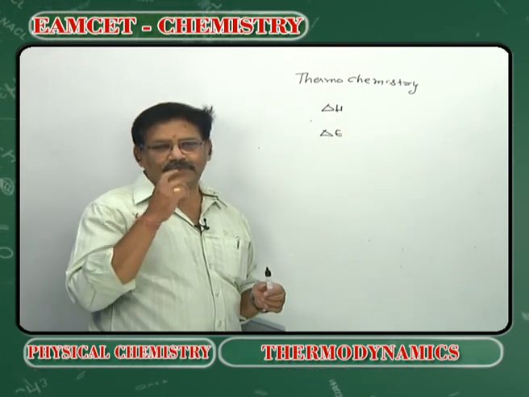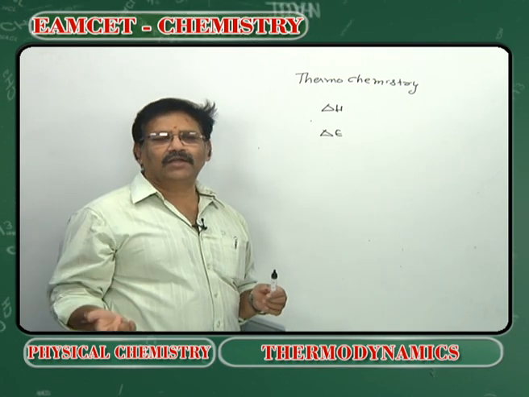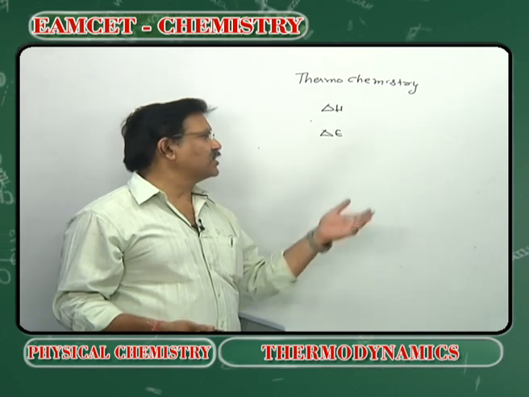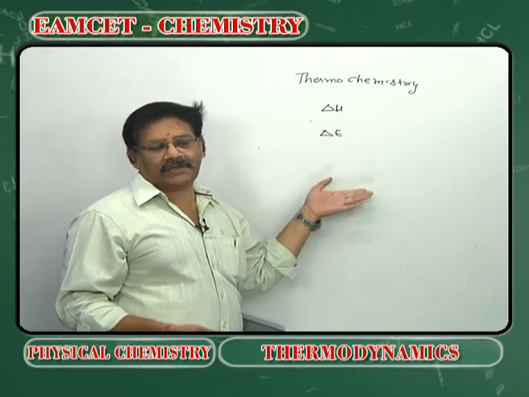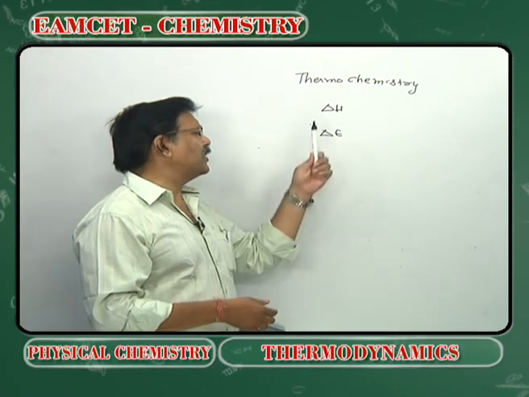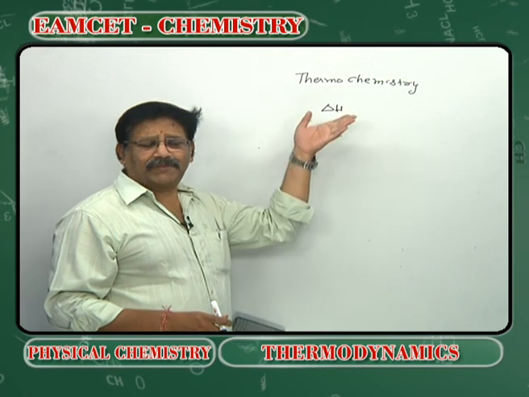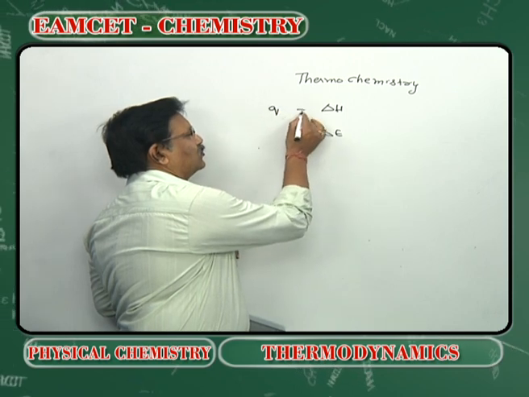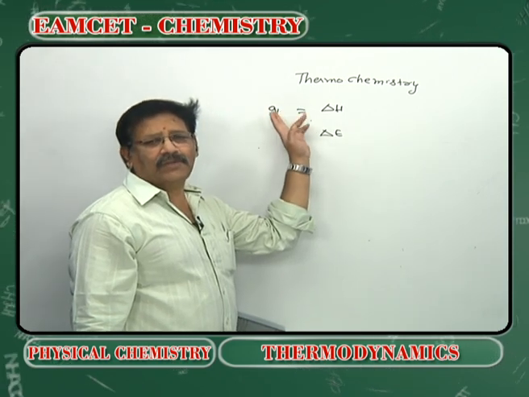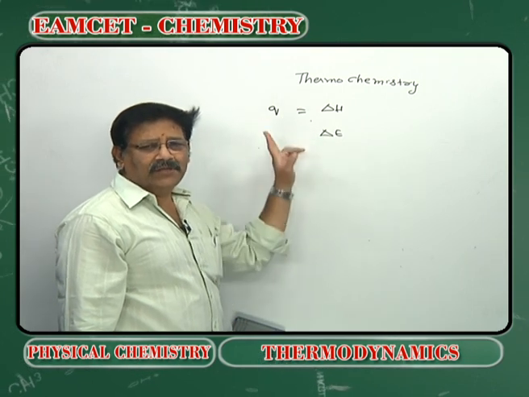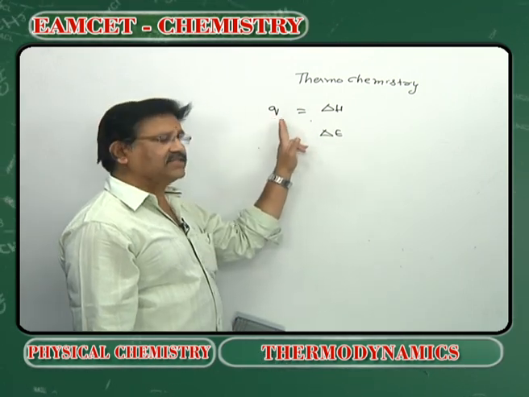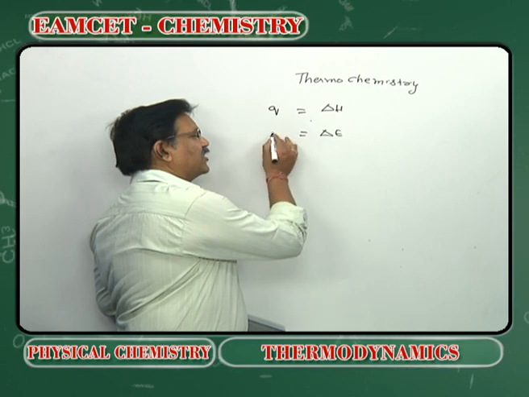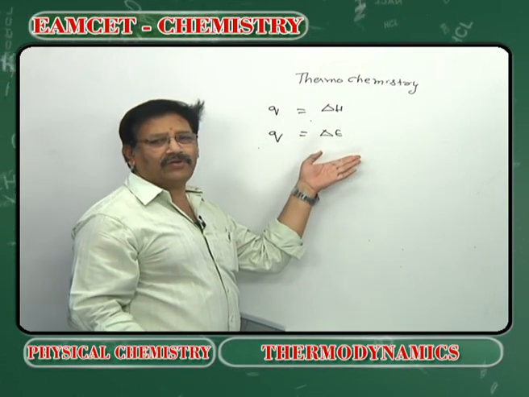What are the factors that influence the heat of the reaction? 1. Temperature, 2. Mass, and 3. Conditions at which the chemical process is carried out. So if the process is carried out at constant pressure, heat of reaction Q is equal to delta H. What is Q? The amount of heat evolved or absorbed during a chemical process. When the reaction is carried out at constant pressure, Q will be equal to delta H. When the reaction is carried out at constant volume, Q will be equal to delta E.